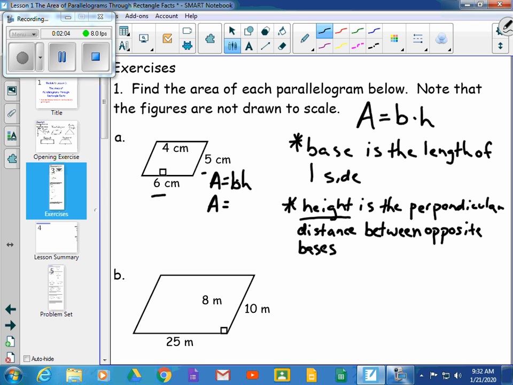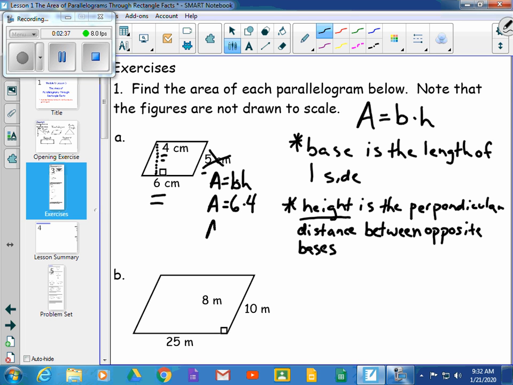Now we also see that there is a little perpendicular symbol in there, and what that is telling us is that the distance between the top and the bottom is going to be 4 centimeters. The base and the height that we want to use is going to be the 6 and the 4. Those are the two perpendicular dimensions that we have. The 5 is extra. We can just ignore that. So always try to find the perpendicular distances on these parallelograms.